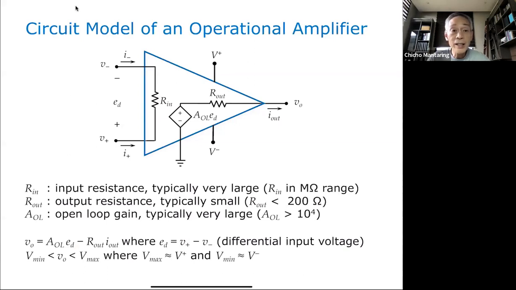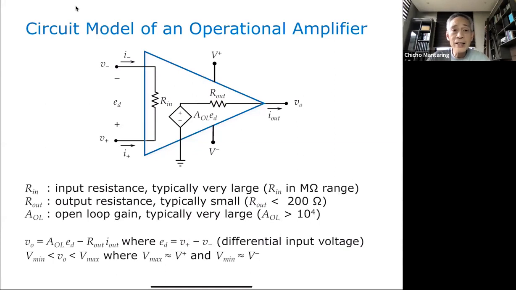So what is the circuit model? Between the inverting and the non-inverting input, all we have is a resistance. We call it Rin. And then you have a voltage-controlled voltage source in series with an output resistance Rout. And that is what produces your output voltage V sub O. And then here you have your positive supply voltage, and here you have your negative supply voltage.